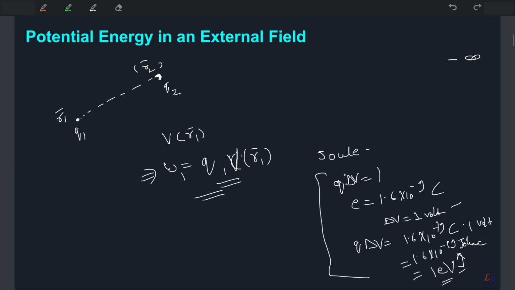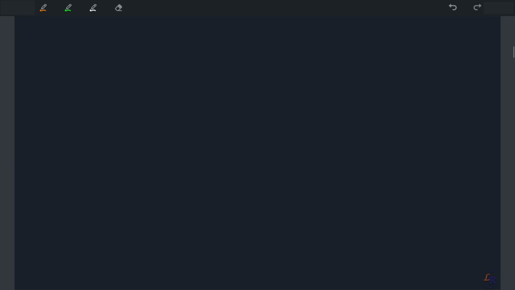But now let's actually calculate the potential energy for a system of two charges when we bring them from infinity to that point. That will, I think, make the differentiation clearer from what we have studied earlier. So let's see.